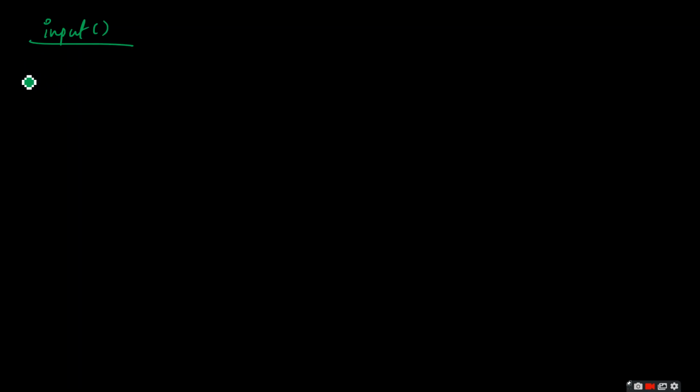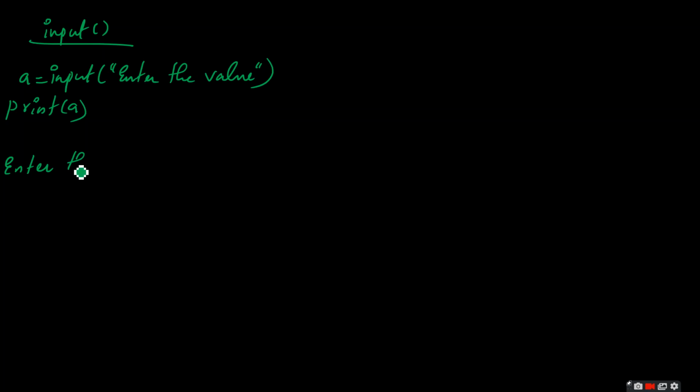Now, see this example, A equal to input, enter the value, print A. Now we are executing this code, just assume, then in the output it will be like this, enter the value. So you can give the value as 90, then print A, the output will be 90. Again we are executing this, we can give like this, enter the value. We can give like this, hello. Now print A, it will be hello.